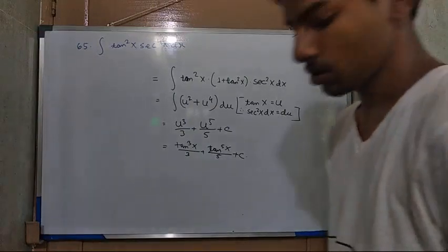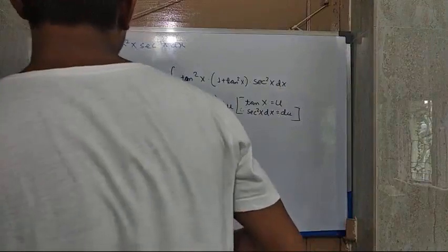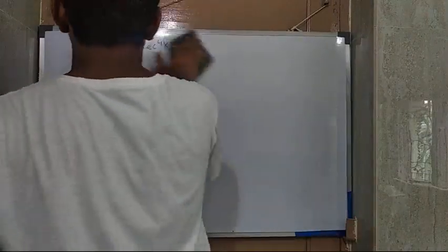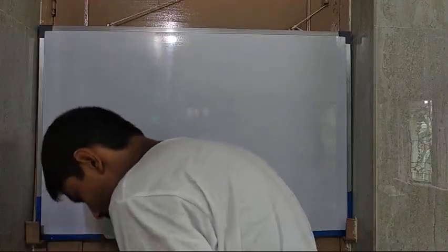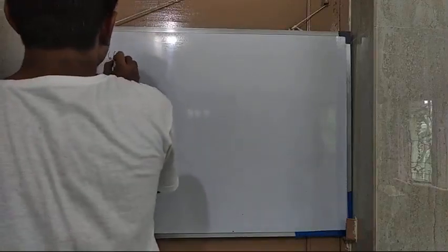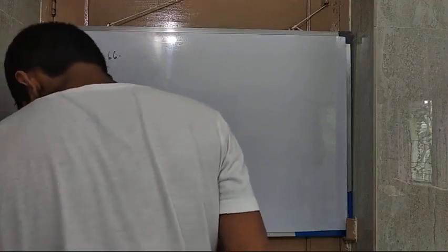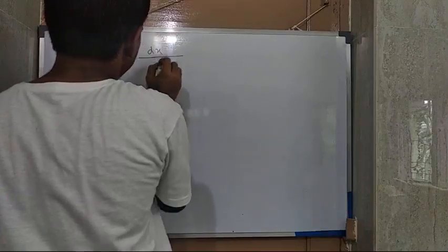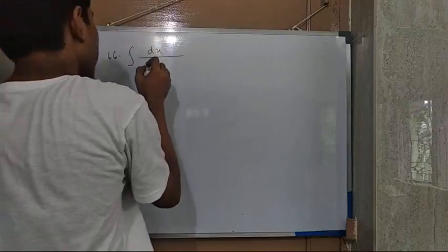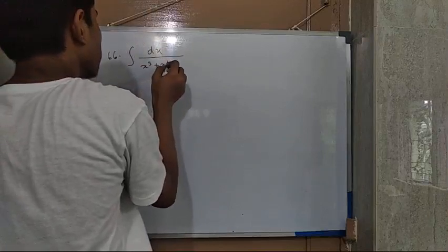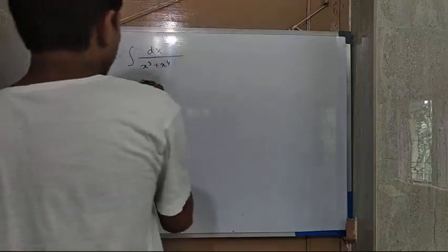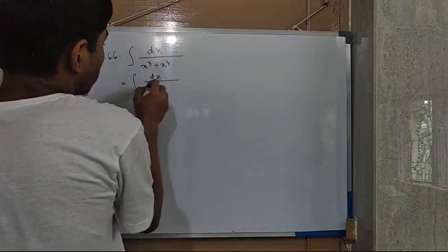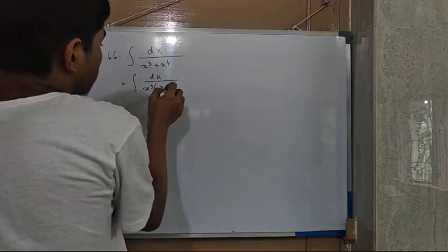So this is our 65th question. Now let's proceed to the 66th question, which is integral dx by x cube plus x to the power 4. So for this, let's take dx by x cube times x plus 1.